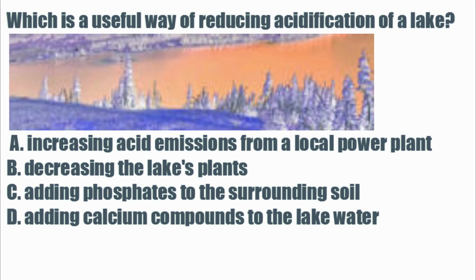Next, which is a useful way of reducing acidification of a lake? Is it A. increasing acid emission from a local power plant, B. decreasing the lake's plants, C. adding phosphates to the surrounding soil, or D. adding calcium compounds to the lake water?